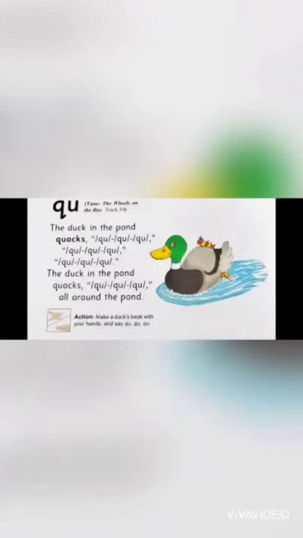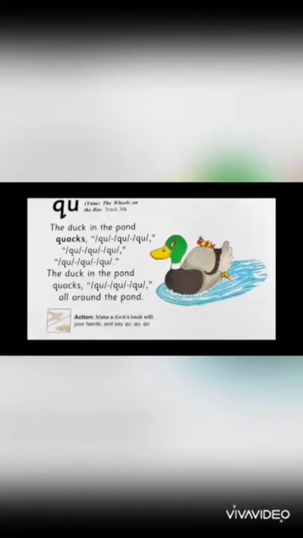The duck in the pond quacks quack, quack, quack, all around the pond. The duck in the pond quacks quack, quack, quack, all around the pond.